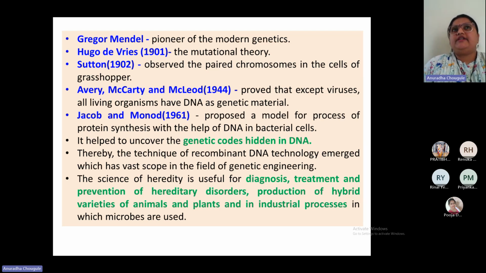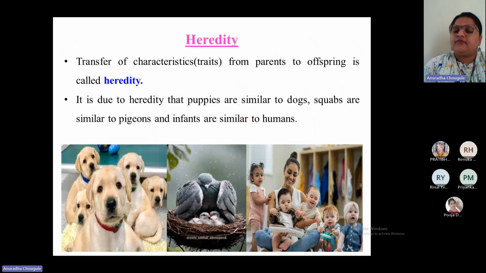And for the production of hybrid varieties of animals and plants, now there are so many hybrid varieties of plants and animals, for buffaloes for the production of milk, and in case of plants, different varieties which can increase the yield of crops. For that also we are using this technology of genetics, that is genetic engineering. And also for the production of vitamins and antibiotics, microorganisms are used. And daily we prepare dhokla, idli, and for curd making also microbes are useful. In case of large production, genetically engineered microbes are used. So this is the use of heredity or genetics in our day-to-day life.